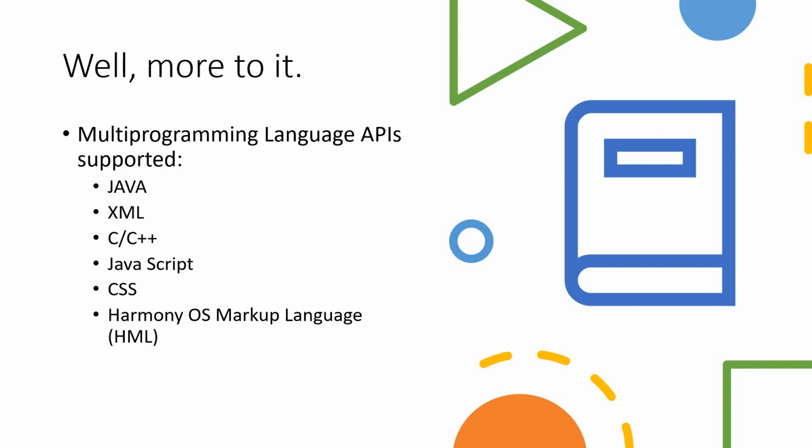Well, Harmony OS is celebrated more and more because the multi-programming language API support is really huge. It supports Java, XML, C++, JavaScript, CSS, and HTML. HML is Harmony OS markup language. You must be familiar with at least one of these, and well, you can start your learning, you can start your building from there, and it's going to be easy for you.